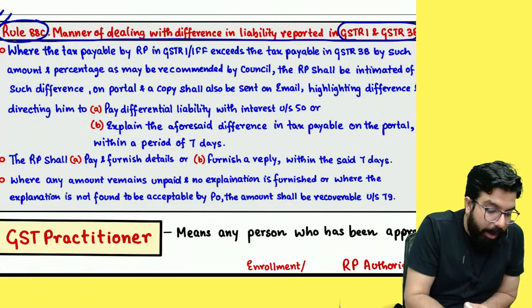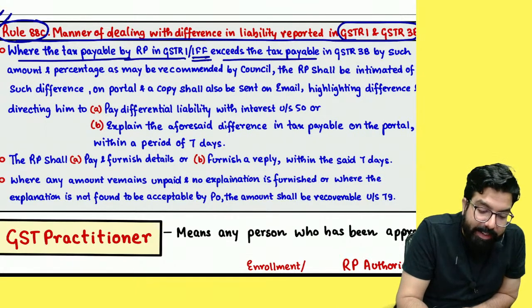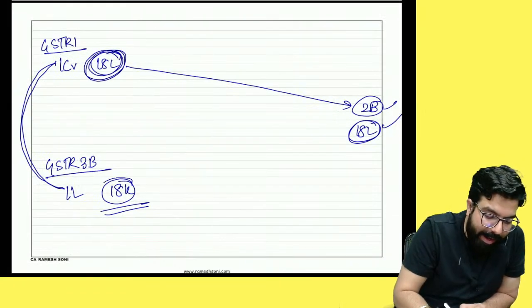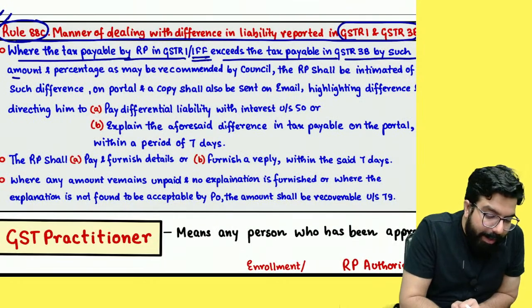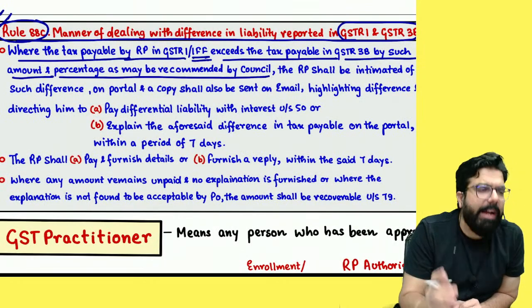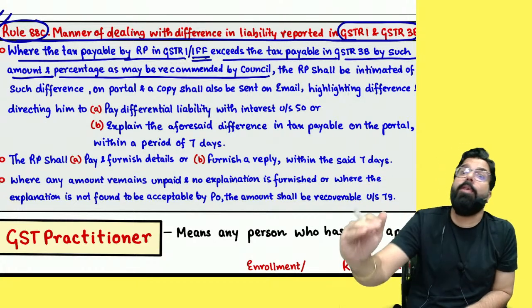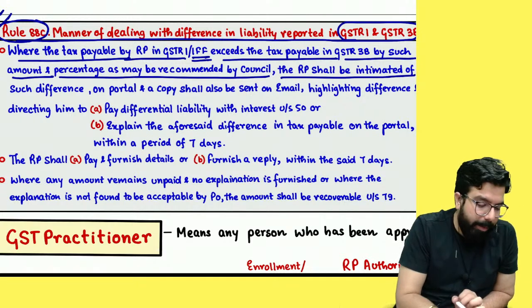See everyone. Where the tax payable in GSTR 1 or IFF exceeds the tax payable in GSTR 3B by such amount and percentage as may be recommended by the council. As of now, the council has not told, but there will be a percentage if it exceeds by that much. The registered person shall be intimated of such difference.